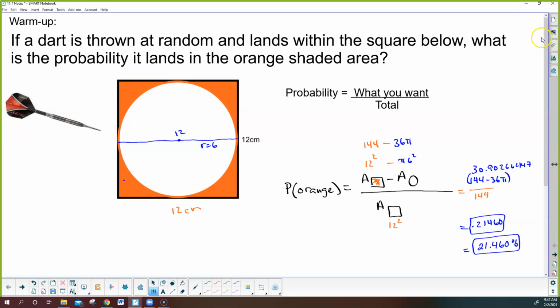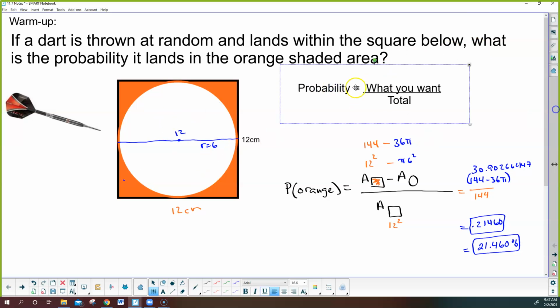Okay, so any questions on this specific problem or the concept of probability right now?